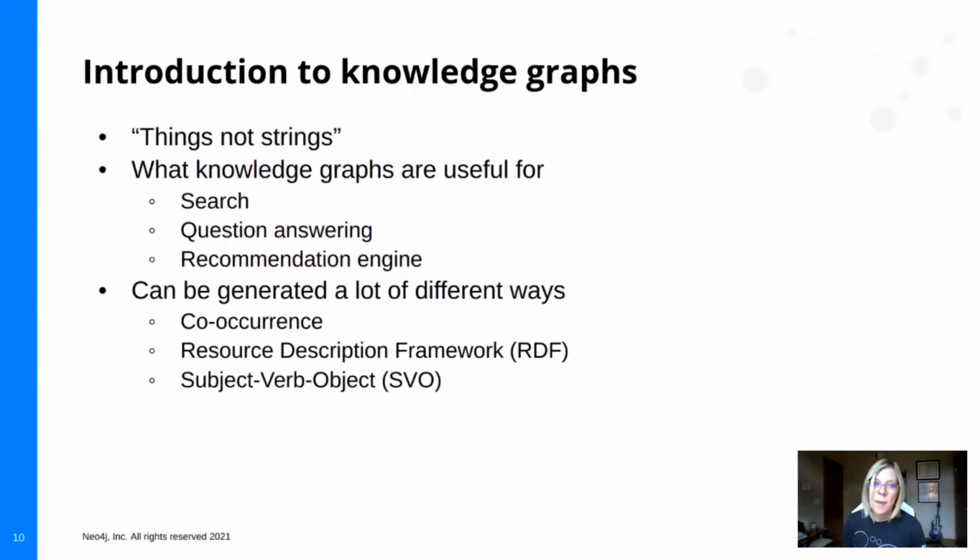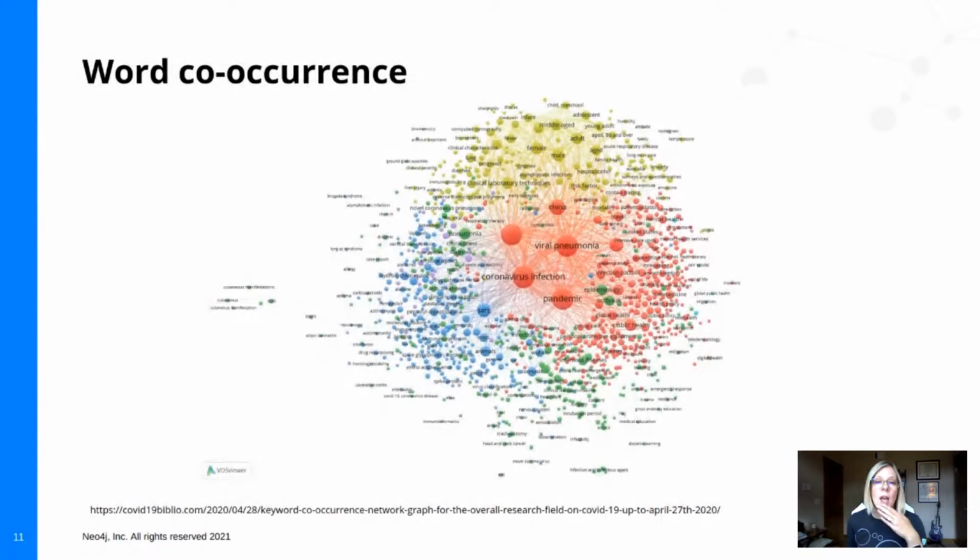We can generate them in a lot of different ways, and I'll show you examples of each of these. We can have co-occurrence, which means two terms appear in the same document or close to each other in text. We can use these things called resource description frameworks, or RDFs, or we could use a subject, verb, object triple, and I'll show examples of all these here in a minute.